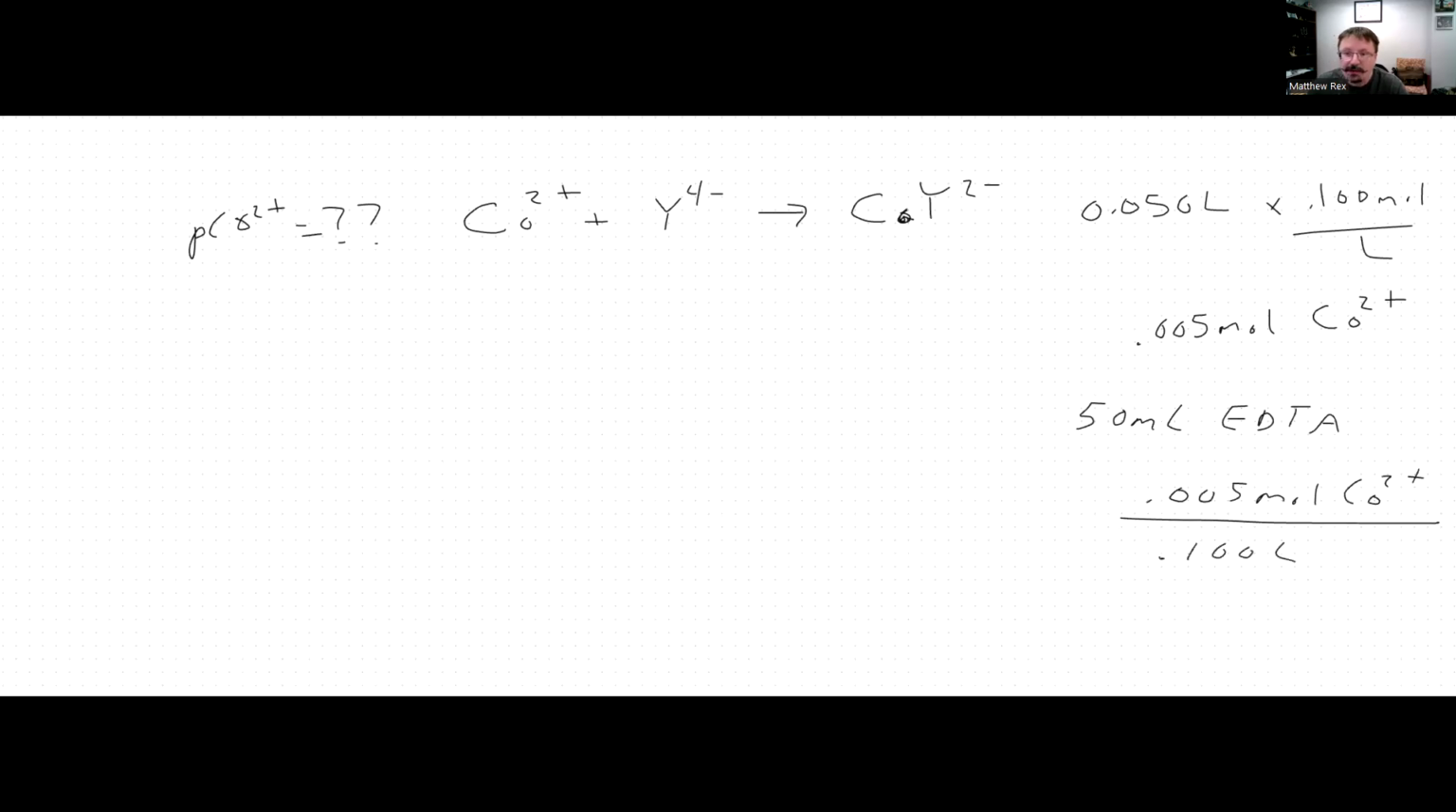So when I carry that out, the amount of this complex I should have is 0.05 molar. We have 0 of each of these. I'm going to form x of this and form x of that and lose x of this. So we're going to have x, x, and 0.05 minus x. We are given our K, which is 2.818 times 10 to the 16.